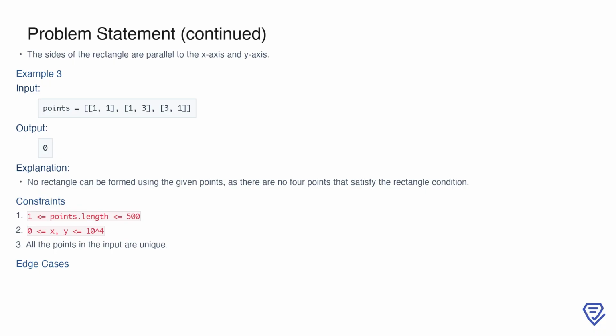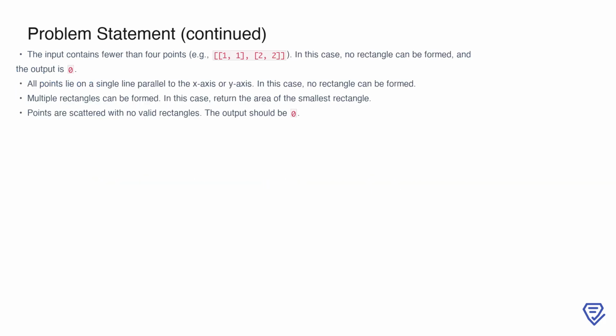The constraints of the problem specify that the input array will have between 1 and 500 points, all of which are unique, and the x and y coordinates will always fall within the range of 0 to 10,000. Finally, let's discuss some edge cases. If the input contains fewer than 4 points, such as [1,1], [2,2], no rectangle can be formed, so the output is 0. Similarly, if all the points lie on a single line parallel to either the x-axis or y-axis, no rectangle is possible, and the output is again 0.